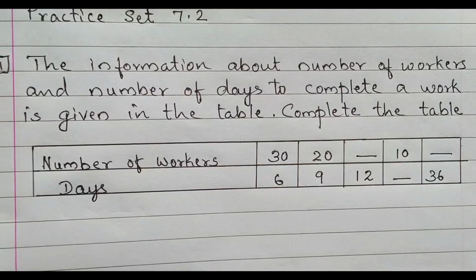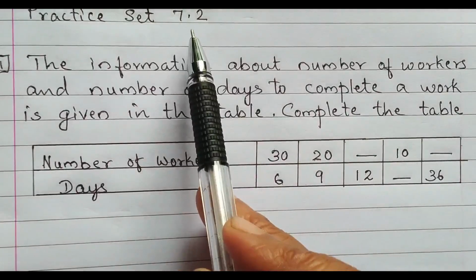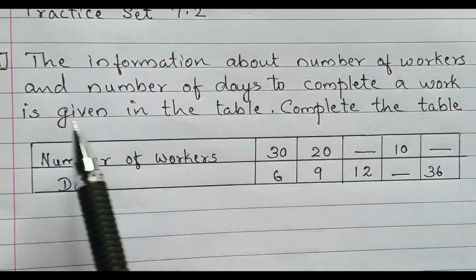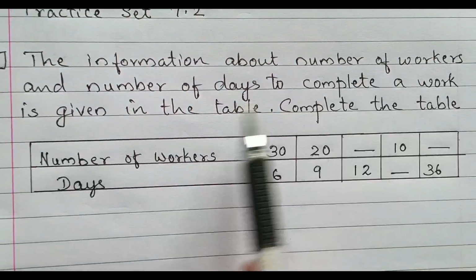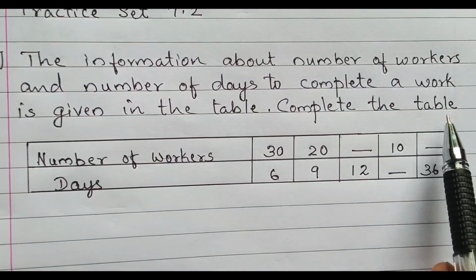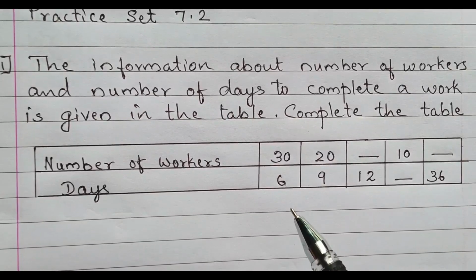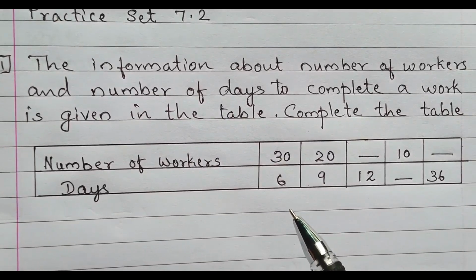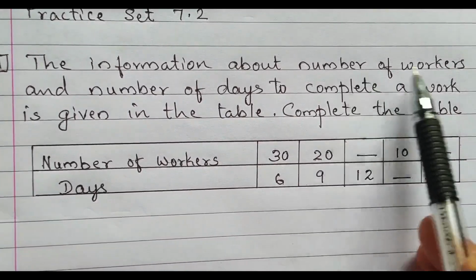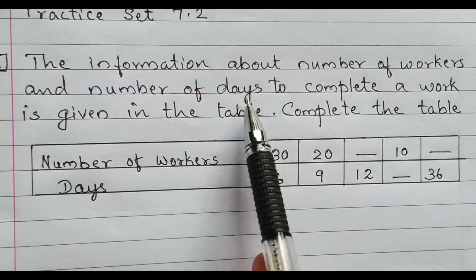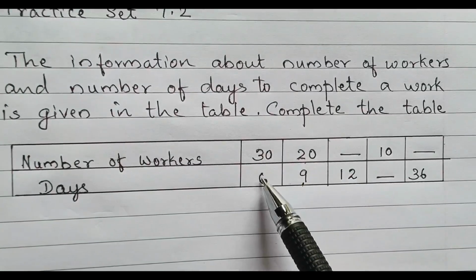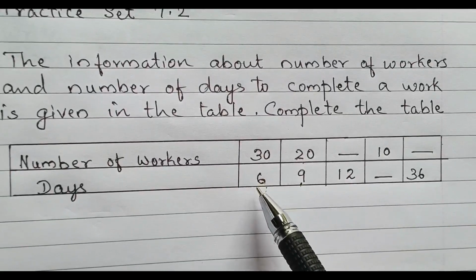Let's take the first question of practice set number 7.2. The information about number of workers and number of days to complete a work is given in the table. Complete the table. First we have to see whether this is direct variation or inverse variation. Here what is given? The number of workers and the number of days to complete a work. Looking at the first two entries, you can see that this is an inverse variation.